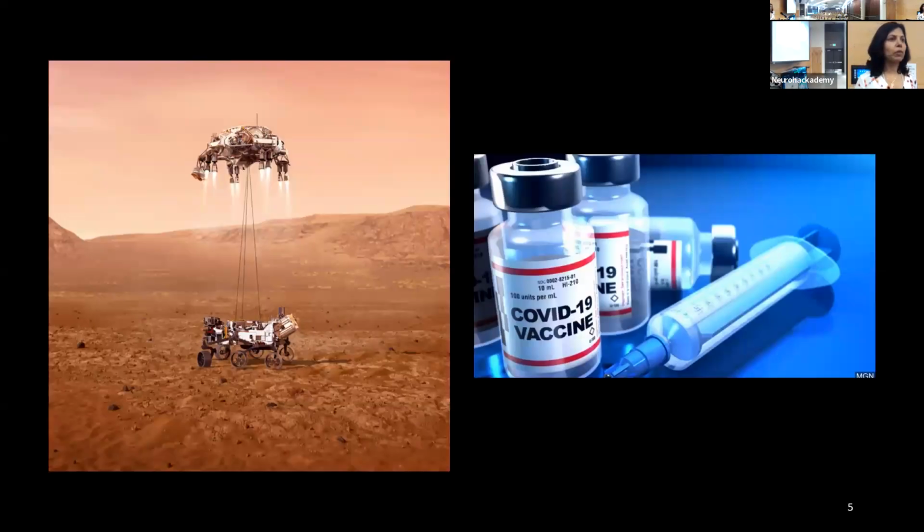So what is common between these 2 pictures? The picture on the left is the Mars rover landing, and the picture on the right is the development of the COVID-19 vaccine. What's common between these 2? Well, it's in the title of the talk. Yes? A lot of money. Yeah, that's great motivation. Yeah, and money put in.